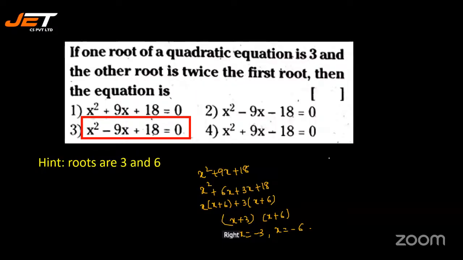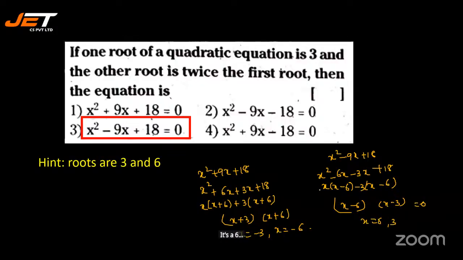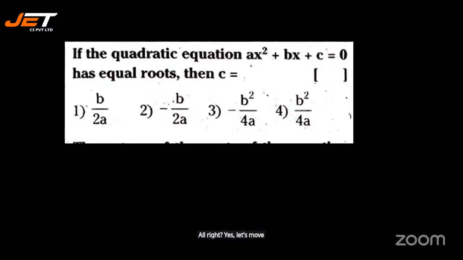Right, see, the answer here is x square minus 9x plus 18. So here it is x square, and 18 means what? 6 3s are 18. So minus 6x minus 3x plus 18. So here you will have x into x minus 6 minus 3 into x minus 6. So x minus 6, x minus 3, x is 6, x is 3. So only this third equation satisfies the condition. So that is why our option 3 is correct. All right. Yes, let's move on to the next question.